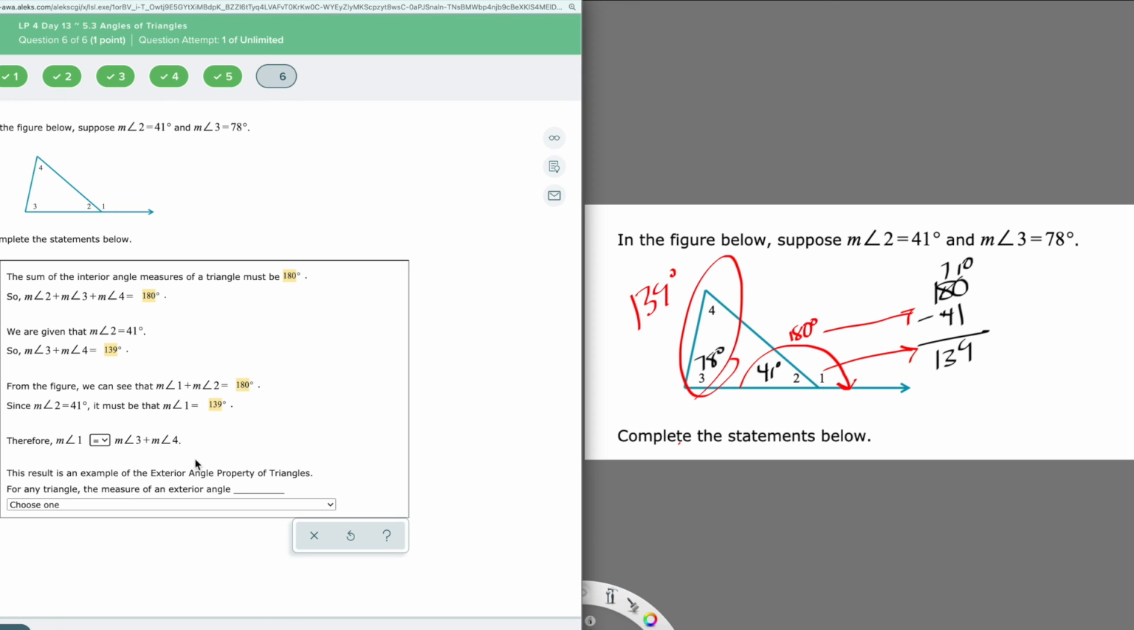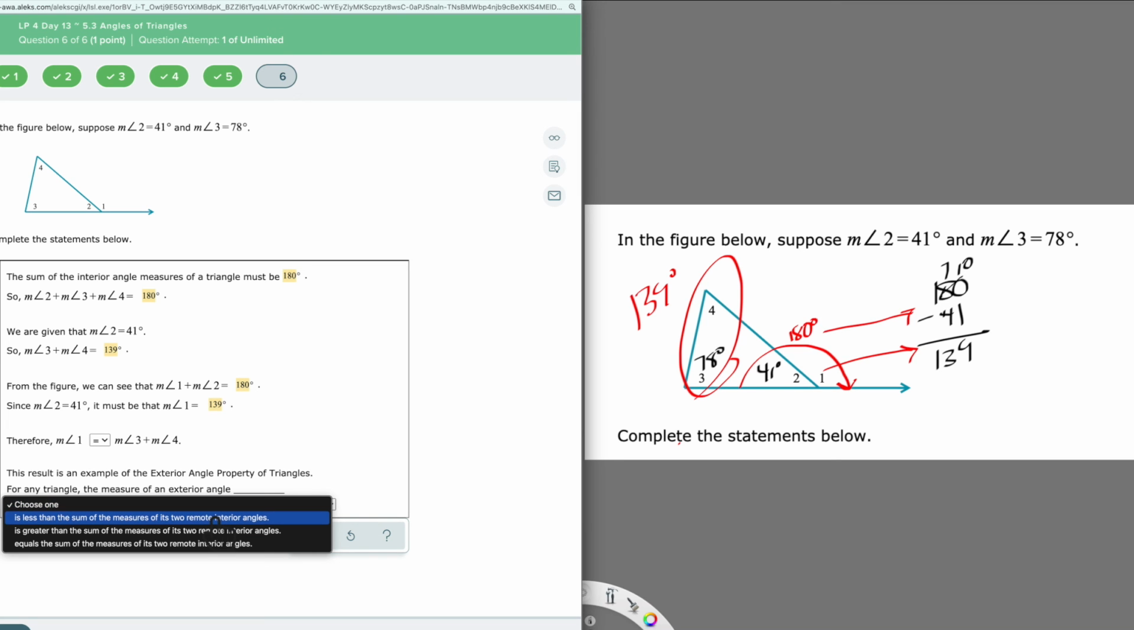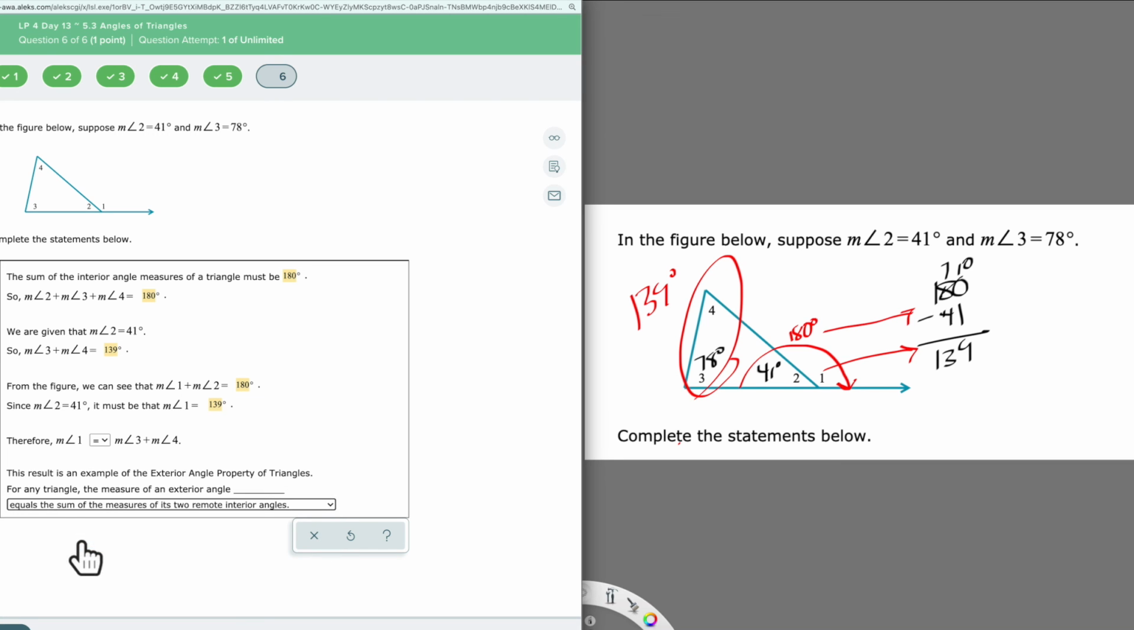So this result is an example of the exterior angle theorem property of triangles. For any triangle, the measure of an exterior angle is less than the sum of the measure of its two remote angles, is greater than the sum of the measure of its two remote angles, or equals the sum of the measure of its two remote angles. And so it's always equal to in this case. But make sure you're paying attention to the wording there so that you don't mix them up. But this is the definition for exterior angle theorem.